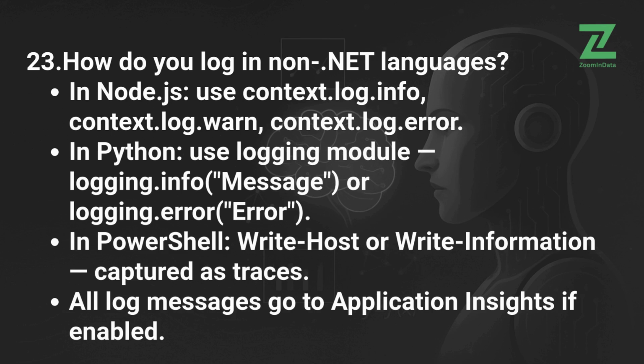How do you log in non-.NET languages? In Node.js, use context.log.info, context.log.warn, context.log.error. In Python, use the logging module: logging.info(message) or logging.error(error). In PowerShell, Write-Host or Write-Information, captured as traces. All log messages go to Application Insights if enabled.